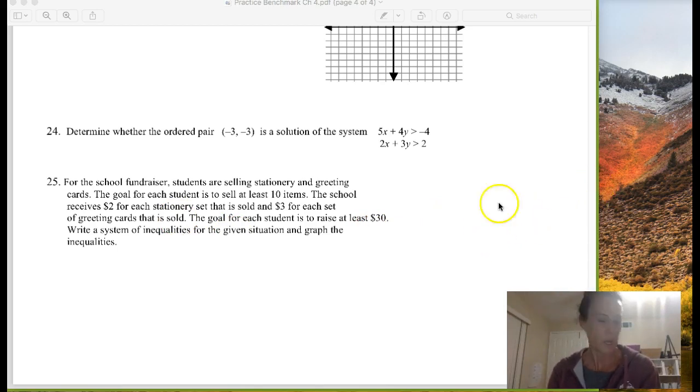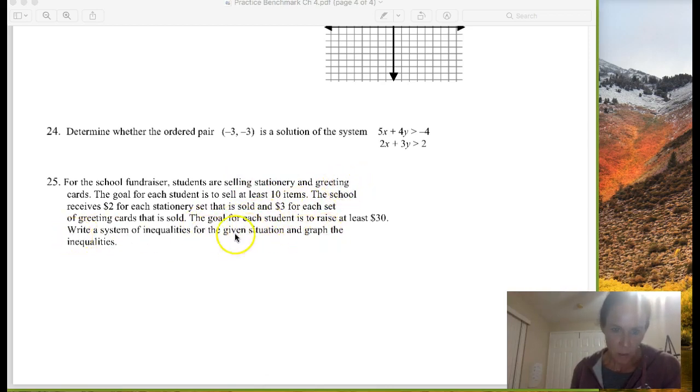Graph the inequalities. All right, guys, I'm going to have us not graph that on the test. You can graph this here, but it's kind of intense. I'm not going to have you graph it on the test because it's a little much, but let's go ahead and first define a variable. Write a system of inequalities and then graph the inequalities. We need to define the variable.